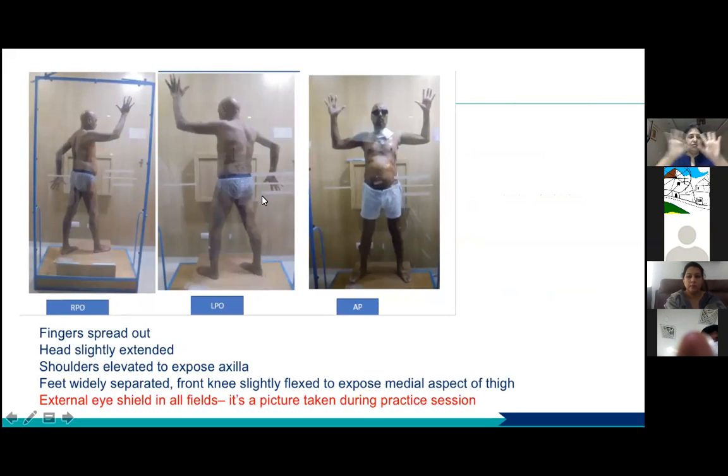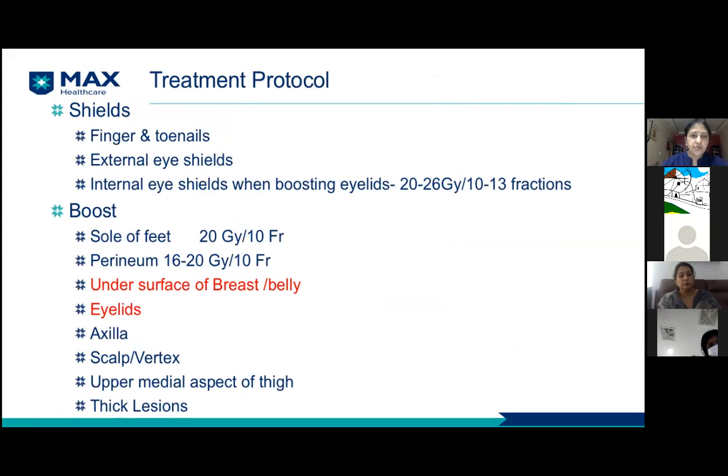Fingers have to be spread out so that the radiation doses go between the fingers. Head has to be slightly extended so that this part of the neck does not get shielded. Arm has to be at the level of shoulder or slightly raised up so that the axillas are exposed. Feet have to be widely separated so that the medial aspect of the thigh gets treated and the feet are not shielding each other. It is a good idea to tell your patient that this knee has to be slightly flexed so that this V area gets exposed. So pay attention to these small points for a good delivery of radiation therapy.